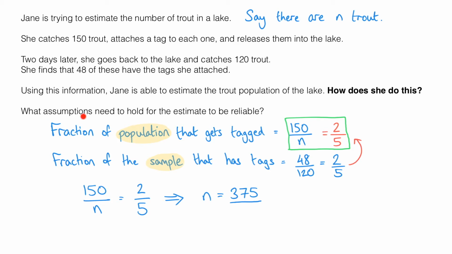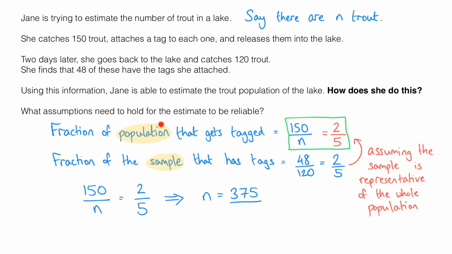Finally, let's look at what assumptions we're making to come up with this estimate. Well, we're assuming that this sample is representative of the whole population. We are assuming that just because 2/5 of the sample has got tags on it, that means approximately 2/5 of the whole population must have been tagged in the first place. So 150 over n must be roughly equal to 2/5. However, this might not always be the case.